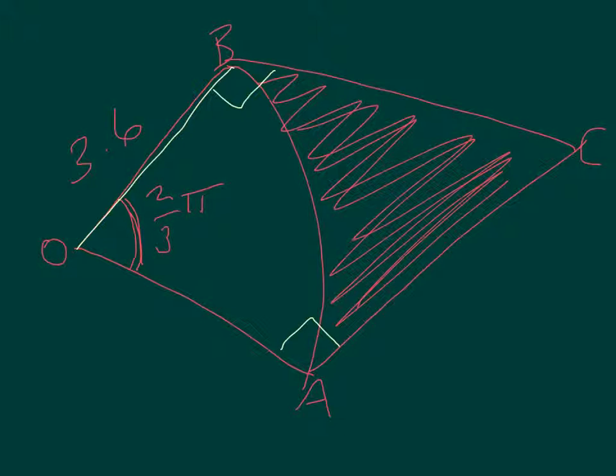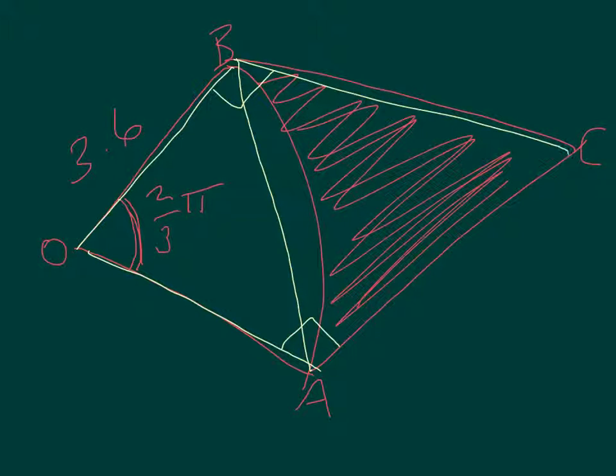To make this problem a little easier, I'm going to split it up into two triangles. Now we're very comfortable with the area of triangles, and if I work out the area of both of those triangles, all I need to do is minus from that the area of this sector. If I do that, I find the area of the shaded region. So that's the plan.